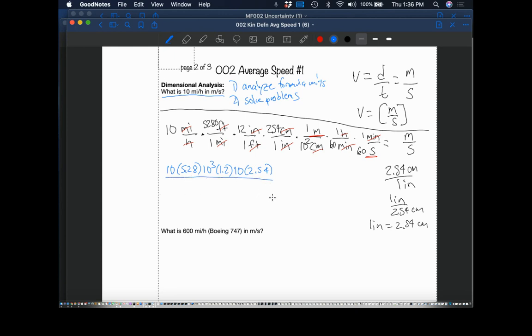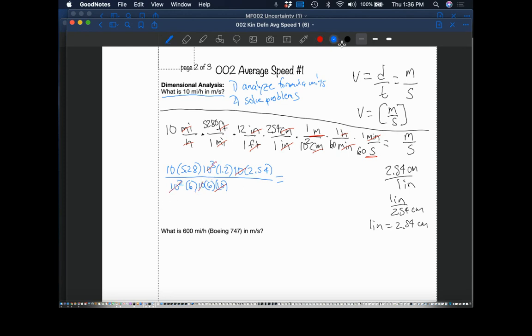Now in the denominator, we have 100, which is 10 squared. 60, which is 6 times 10. And 60 again, another 6 times 10. So now you can see it's possible for us to cancel out. So we get rid of the 10 here in this case. 10 squared and 10 is 10 to the third. So those come out like so.